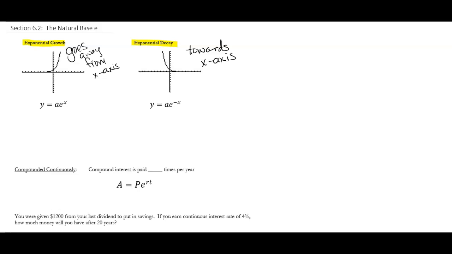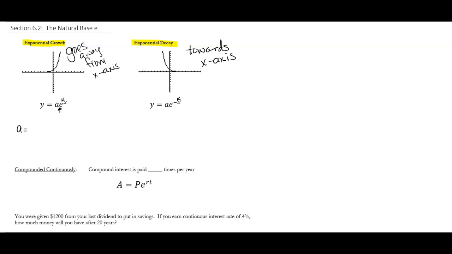So what we have here is, instead of having a number in parentheses, we have this E. E is what the natural base is. There should be a K here, and it should also be here. I'm not sure why I didn't include it in the notes.